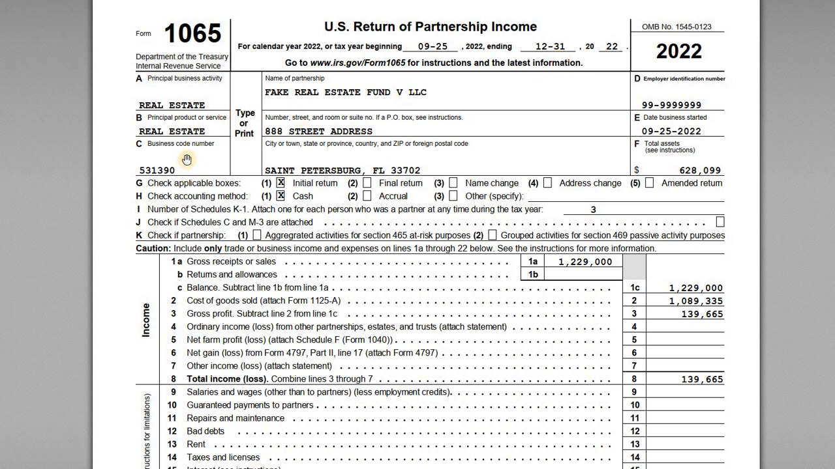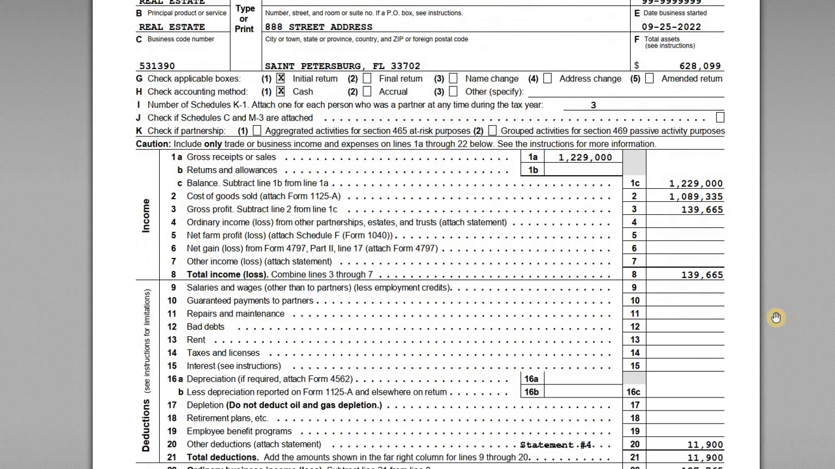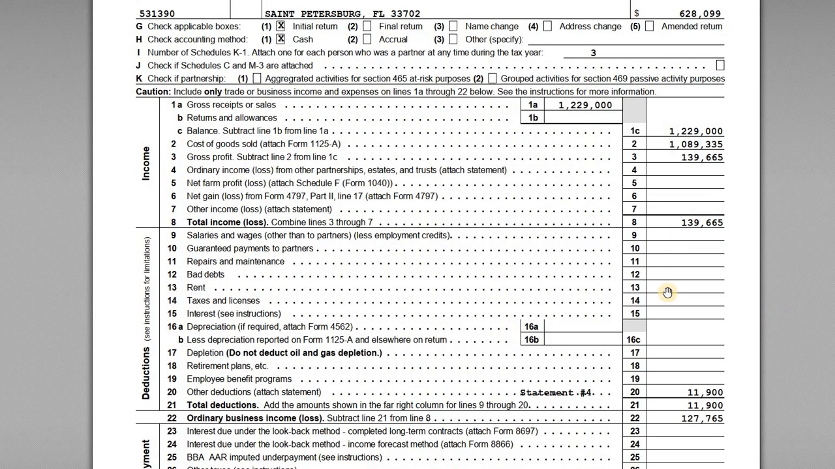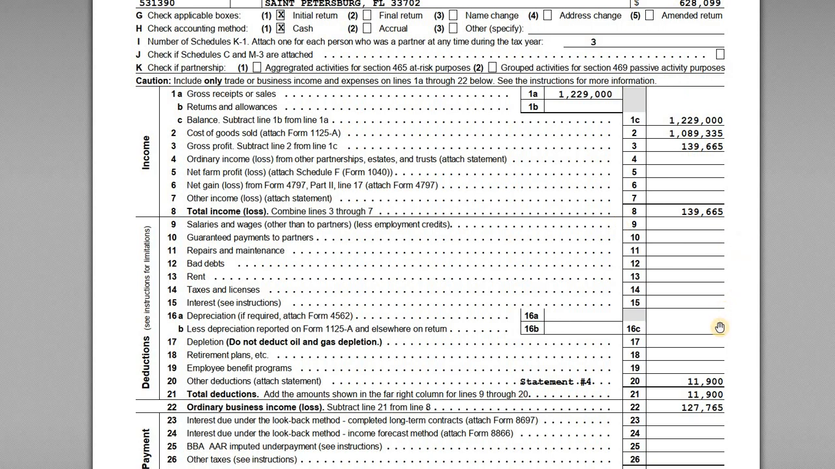So principal activity is real estate, EIN for the company, date business started. Now, page 1, this is where we report income and expense from an ordinary trader business, right? So trader business income is on page 1.